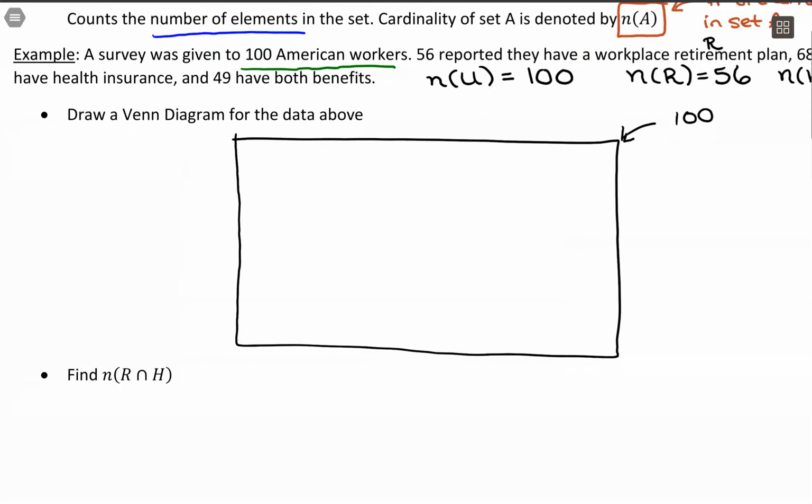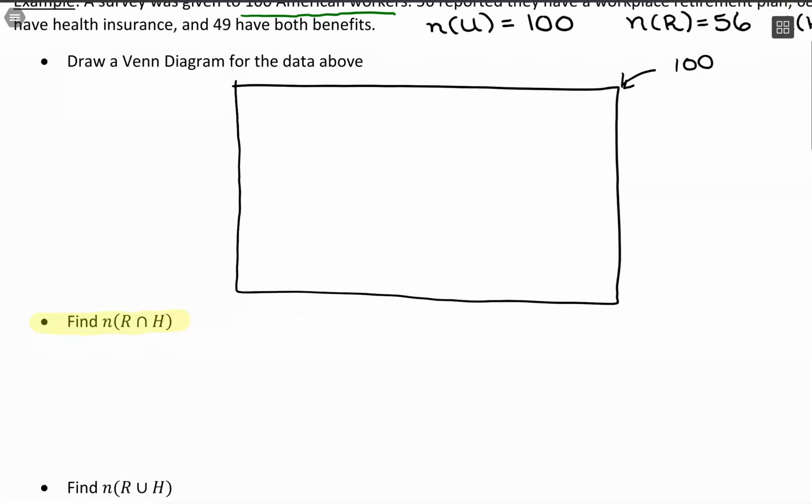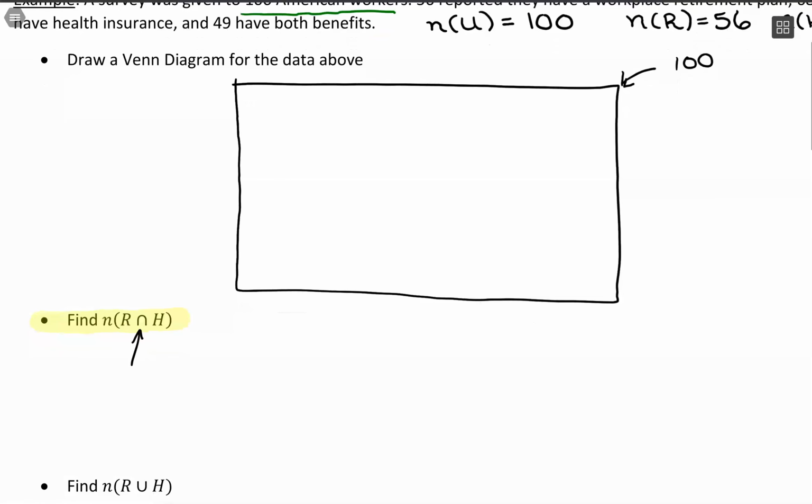And actually, that's, without even drawing a picture, that gets at our answer for this first piece here. So this is looking for the cardinality, so it wants to know number of people that have a retirement plan and at the same time have health insurance. So again, that intersection symbol you could think of as and, or you could think of it as both. So for that question, I'm not going to need to do any math. I don't even need to really draw my Venn diagram. It would be 49.